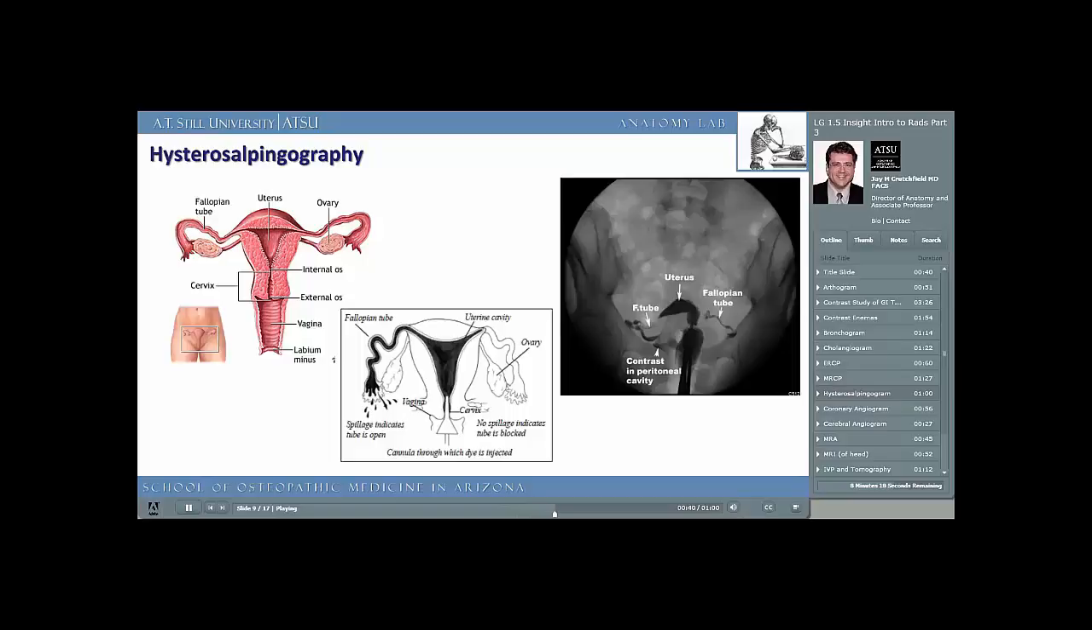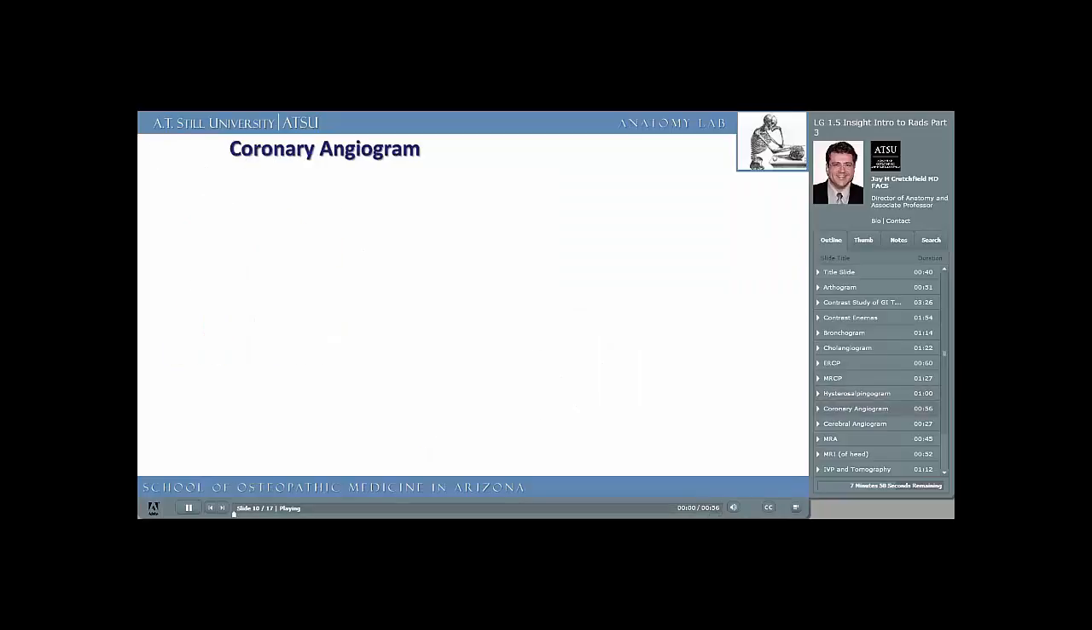A hysterosalpingogram, while still used today, has mostly been replaced by the use of hysteroscopy. Hysteroscopy is the use of a fiber optic endoscope inserted into the uterus and eventually into each individual fallopian tube to assess for any underlying abnormalities, i.e. pathology of the reproductive system of the female.